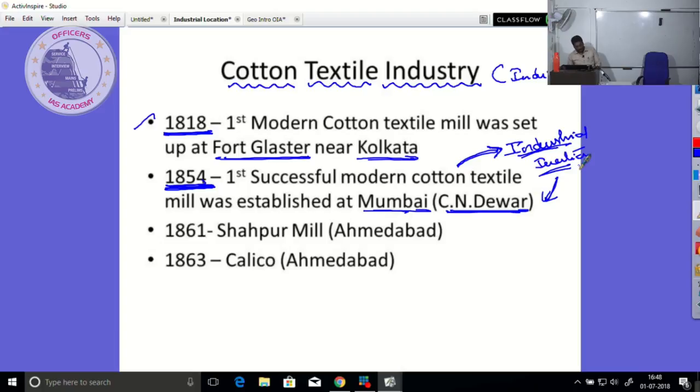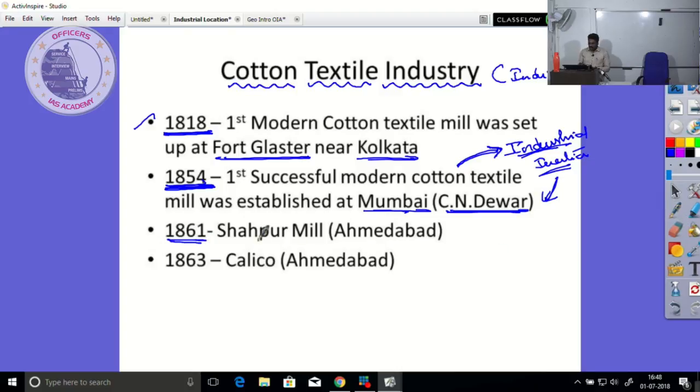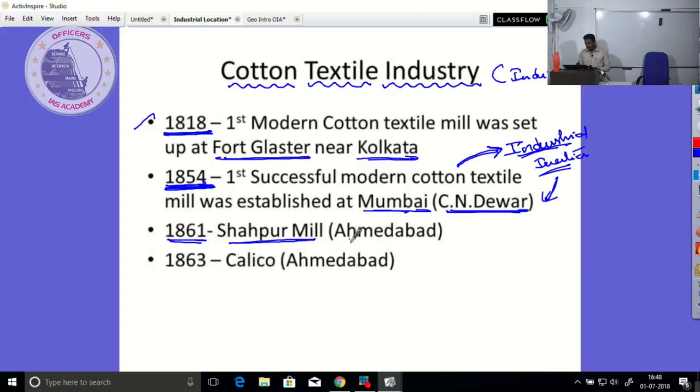To add a few points, about other cotton industries set up during the earlier times: in 1861, we have Shapur Mills, which was set up in Ahmedabad, Gujarat. In the same Ahmedabad, there is also another mill called Calico. In 1863, this mill was also set up in Ahmedabad.